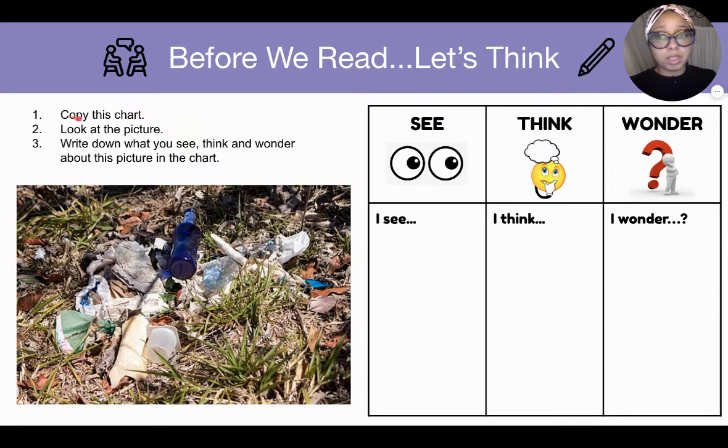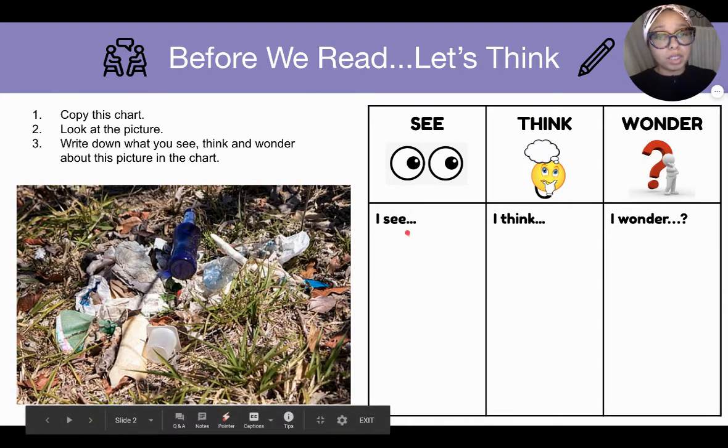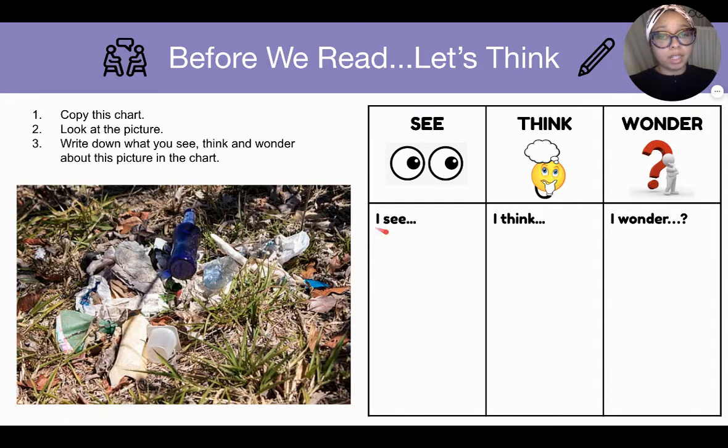Step 1. You're going to copy this chart into a notebook or into a doc where you can write your answers. Then you are going to look at this picture. You will write down what you see, what you think, and what you wonder about this picture into your chart. You can use these sentence starters to start your answers. I see, I think, and I wonder. You can pause the video now to complete this activity. Once you are finished, you can press play to move on to the next part.